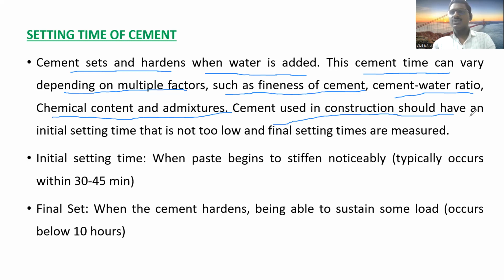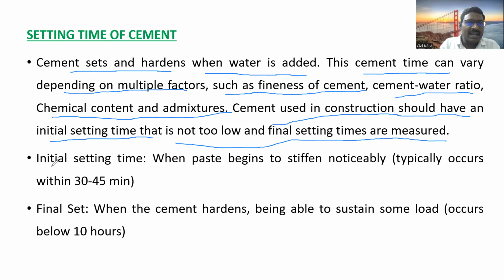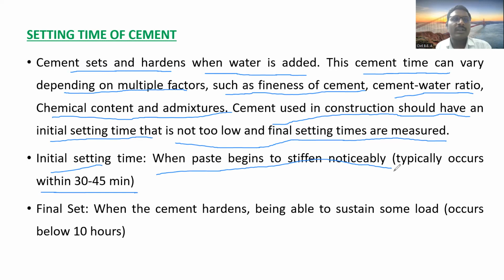Cement used in construction should have an initial setting time that is not too low, and a final setting time. So two setting times are measured. The range for the initial setting time is between 30 to 45 minutes. It should not be less than 30 minutes, and it should not be greater than 45 minutes. This is when the paste begins to stiffen noticeably. For both the initial and final setting time, we use the Vicat apparatus.